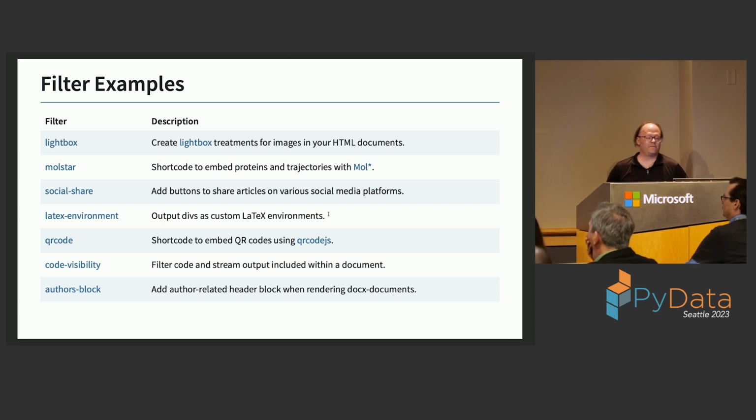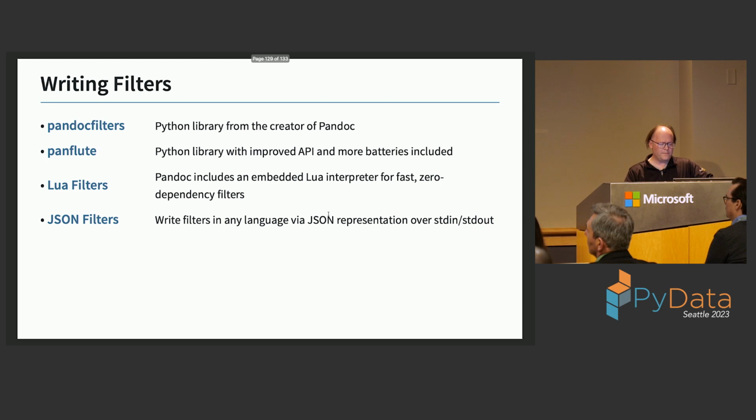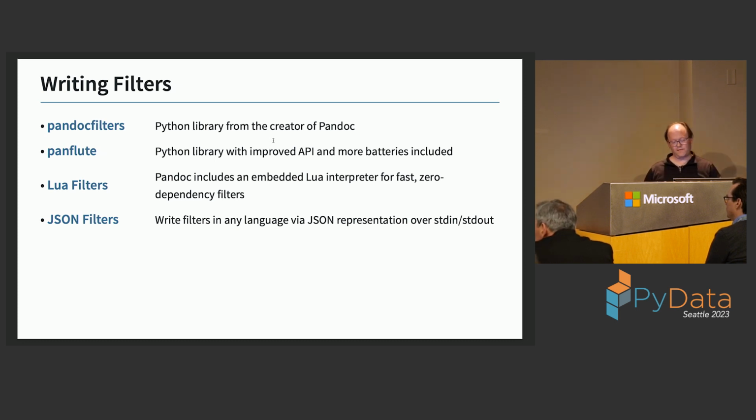Here are some examples of third-party filters that have been created for Quarto. Lightbox for HTML documents, a thing for showing proteins and trajectories with Molstar, social sharing buttons. Any feature you can imagine, you can actually build a filter for it and extend the system. And there are lots of different ways to write filters. There are 2 Python libraries, one by the creator of Pandoc, and then Panflute, the one I showed, which has a little bit better API and more batteries included. Pandoc itself includes an embedded Lua interpreter, so you can create very fast zero-dependency filters, and then you can actually write filters in any language through a JSON representation of the AST.